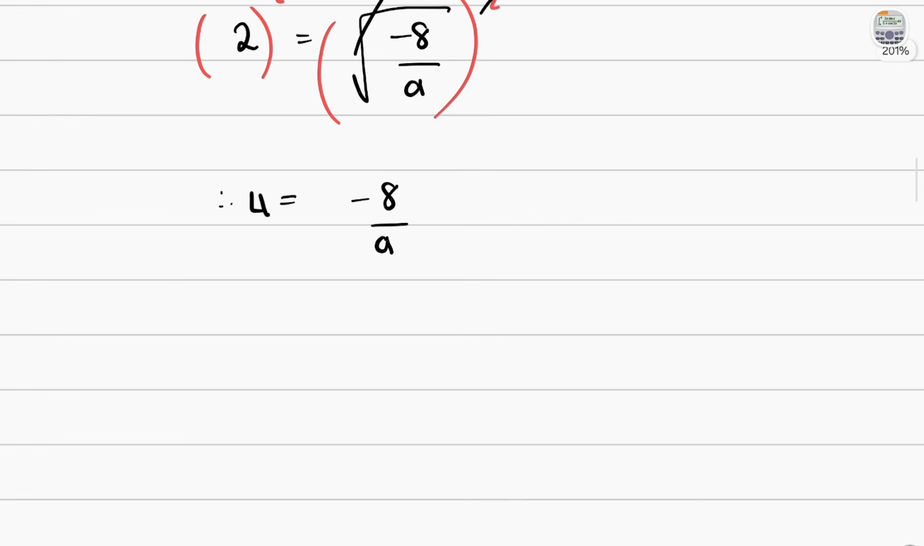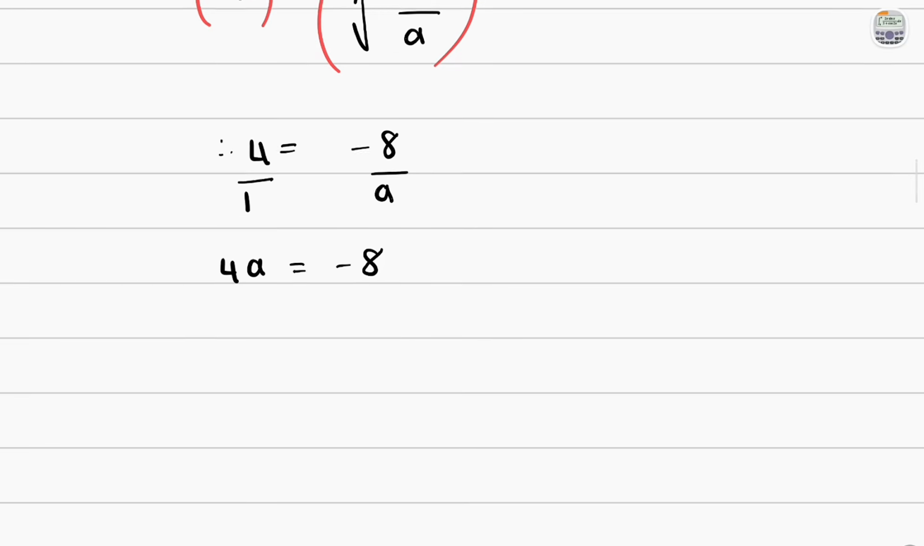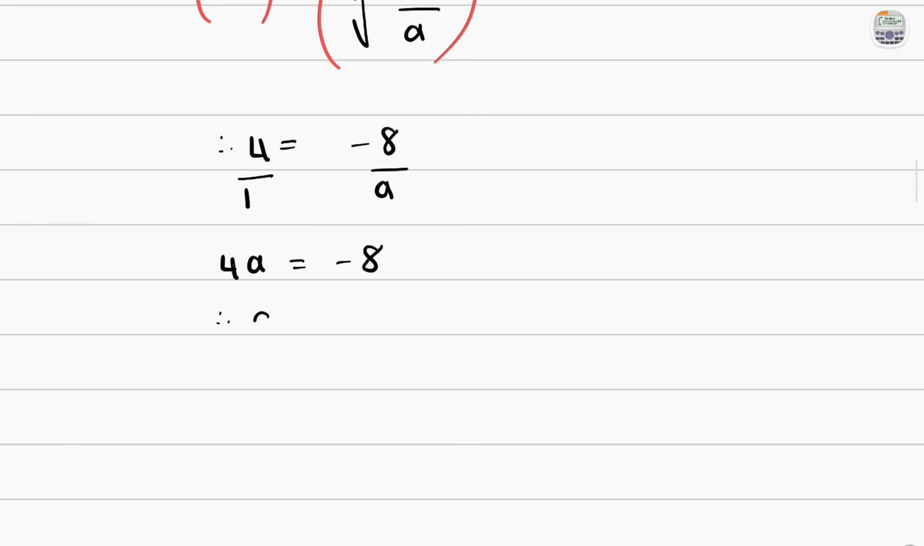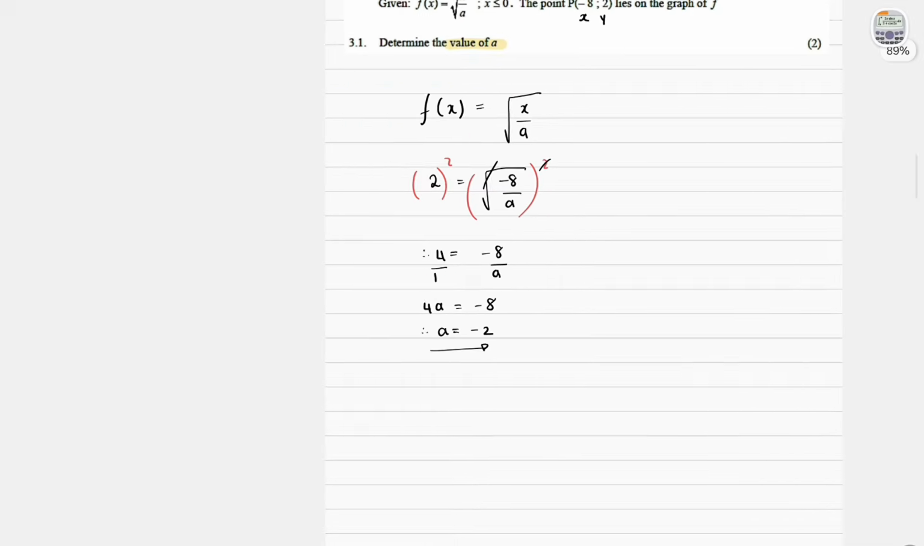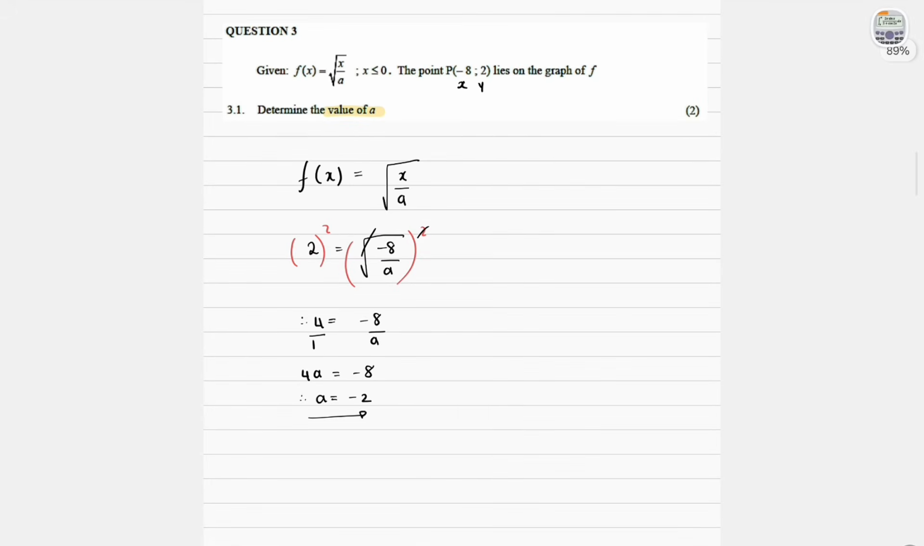Okay, you can just cross multiply or transpose the a, but if you cross multiply, just put this 4 over 1. 4 times a is 4a, and 1 times negative 8 is negative 8. If you divide both hand sides of the equation by 4, a is simply equal to negative 2, and that is our answer. Moving on to the next question.